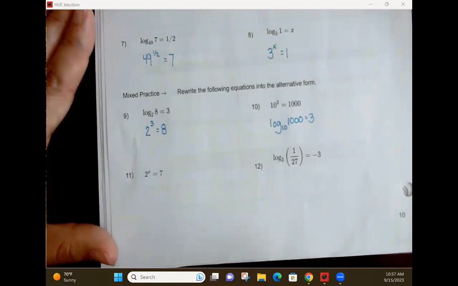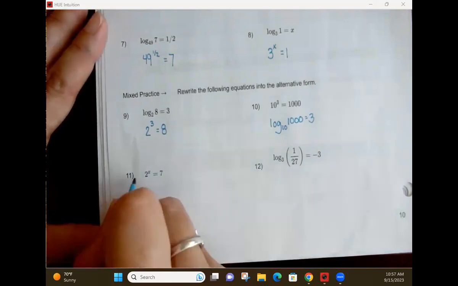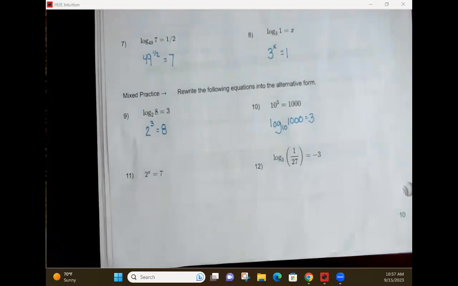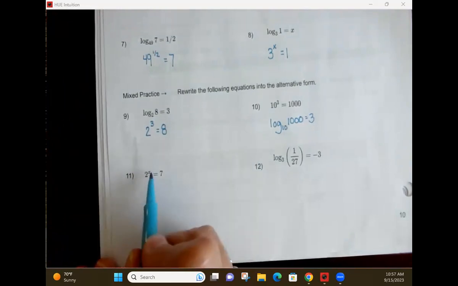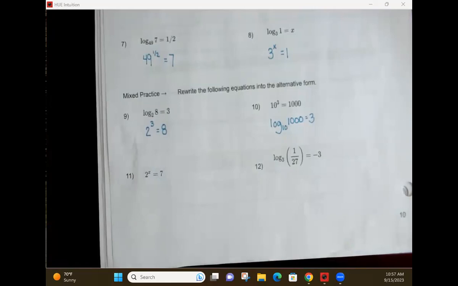For 11, 2 to the x equals 7. Later on, we're going to see problems like number 11, where I want to take a number to some power, but there's no integer power that I could use. So 2 to the what equals 7? I don't know. Like 2 squared is 4. 2 cubed is 8. So it's not going to be 2 and it's not going to be 3 because 2 squared is too small, 2 cubed is too big. It's got to be some number that's between 2 and 3, probably closer to 3, but I don't know exactly what it's going to be. And it's not going to be, again, a whole number. It's not going to be an integer.